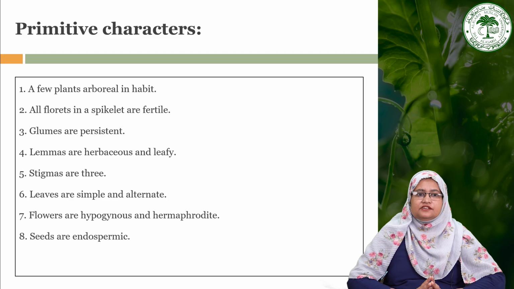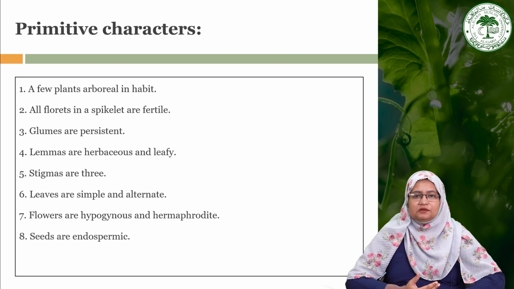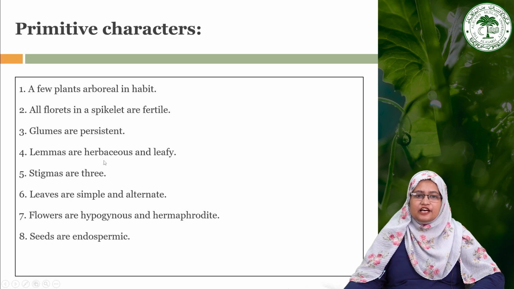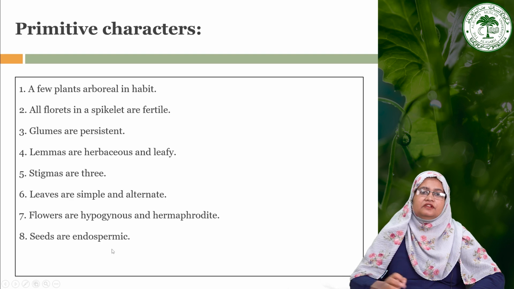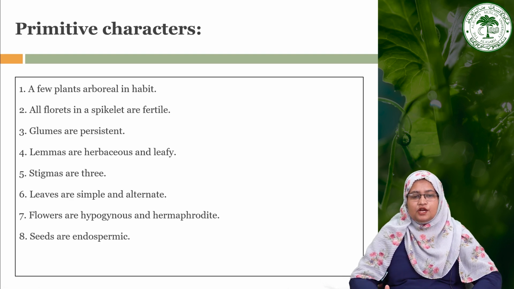Now moving towards the systematic position of this particular family Poaceae. Now moving toward some primitive characters present in this particular family Poaceae. Like few plants are arboreal in habit. All the florets in the spikelets are fertile. Glumes are persistent in nature. Lemma are herbaceous and leafy. Stigma are 3. Leaves are simple, alternate, then the flowers are hypogynous and bisexual. The seeds are endospermic. These are some primitive characters of the family Poaceae.